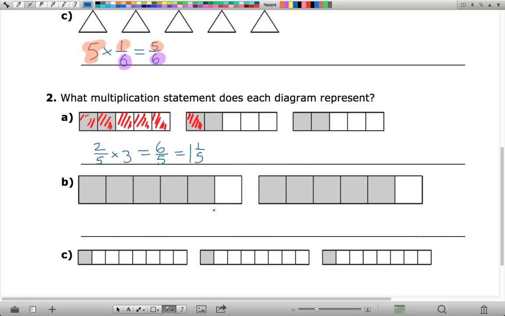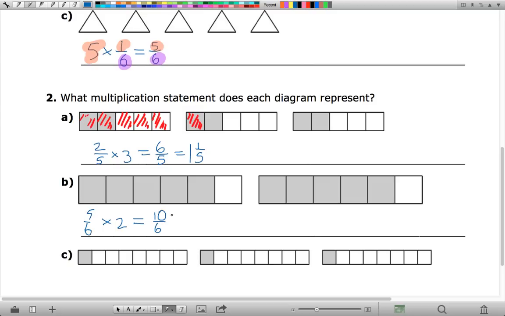How about the next one? We've got 1, 2, 3, 4, 5 parts that are shaded in out of 6. And you can see that we've got that times 2. We've got 2 of these. So that means we have a total of 10 sixths.